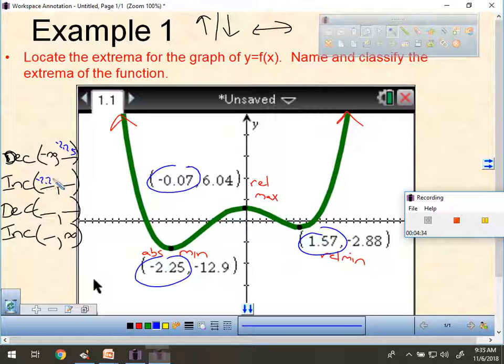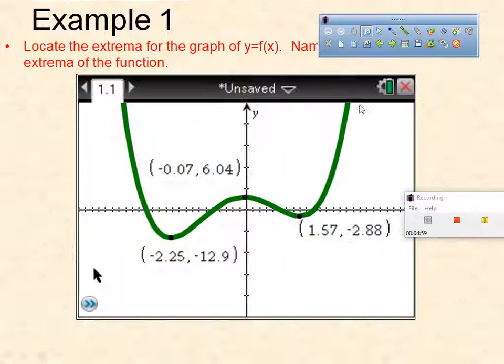So negative 2.25. The next x value is negative 0.07, so that goes in this blank. And then that also goes in that blank also, so negative 0.07. And then the last number is 1.57, so put 1.57 right there, and whatever that number is, it goes in this blank also. All right, so let's take a look at this example.